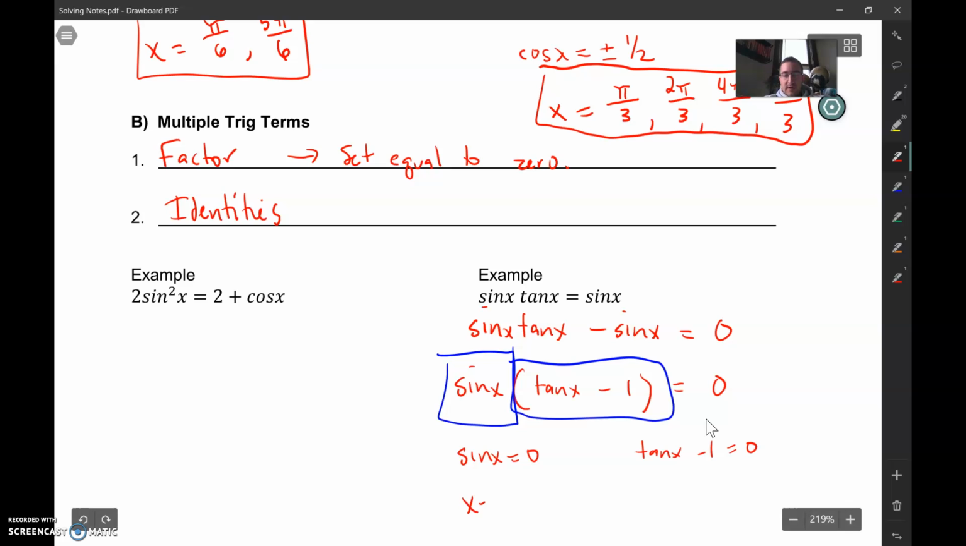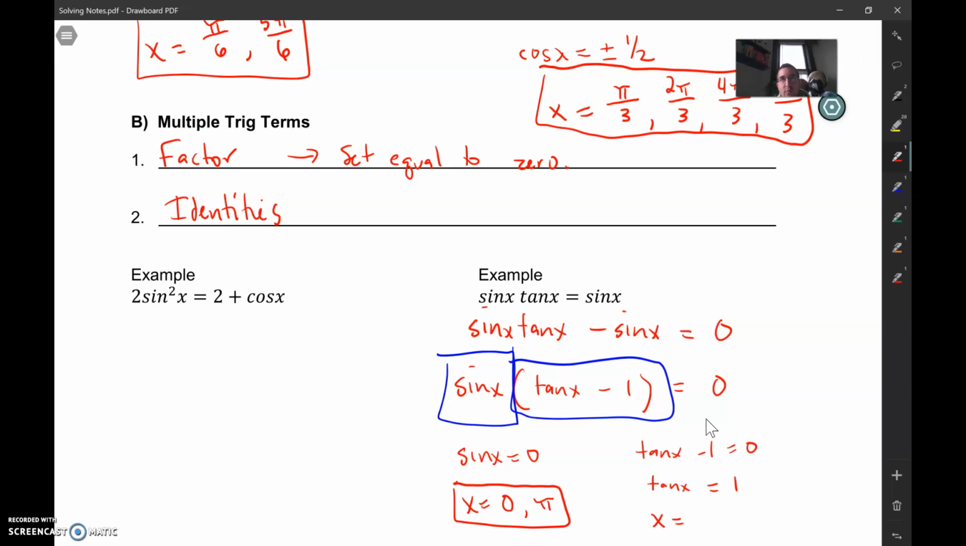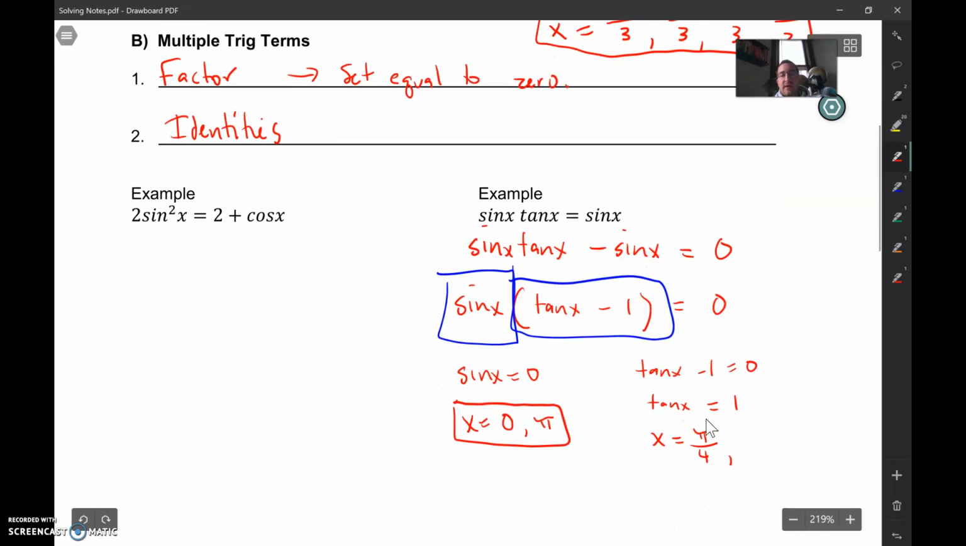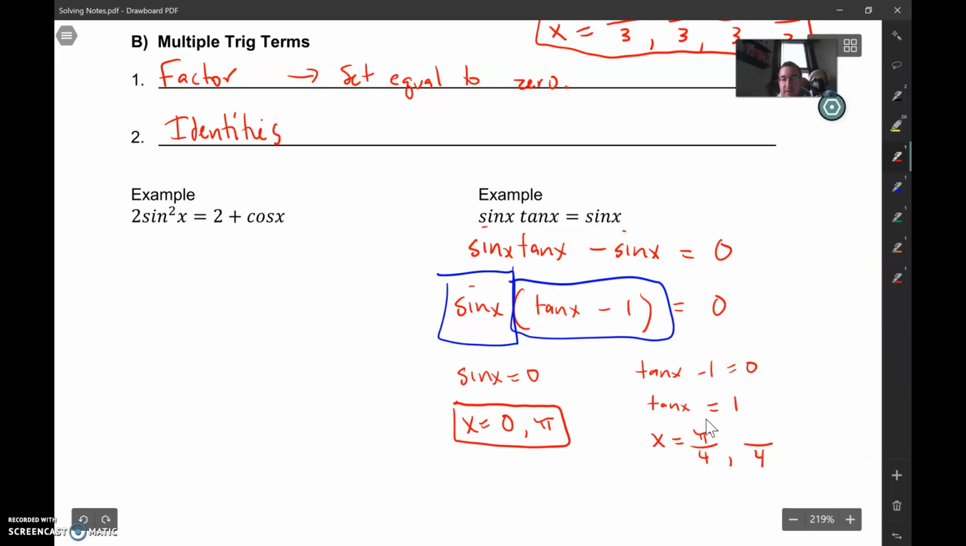When is sine 0? Sine is 0 at 0 radians and at pi. So there's 2 of my answers. And then we need to solve this one. So I need to move that 1 over. When is tangent of x equal to 1? Unit circle. Tangent is 1 at the 45s, right down the middle. So this must be 1 at pi over 4, 45 degrees. And when else is tangent positive? In quadrant 3. So what's the pi over 4 in quadrant 3? That would be 5 pi over 4. So there are my 4 answers for this one.